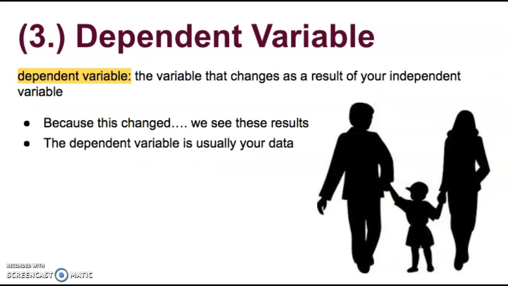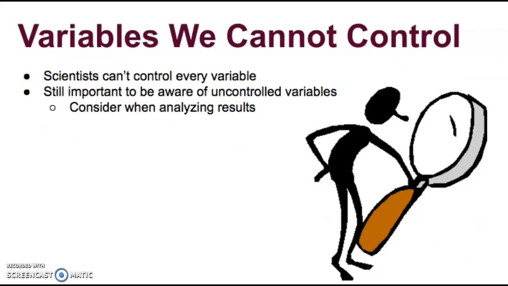A dependent variable is going to change because of your independent variable. So in the case of my cookies, because I changed the butter and the margarine in my recipes, as a result, I will likely notice a difference in the way my cookies look when they come out of the oven. Changing butter and margarine was my independent variable. The way the cookies look is the dependent variable. That's the result of my change. Usually, the dependent variable is going to show up in your data. So the thing that changed because of your independent variable will be your data.